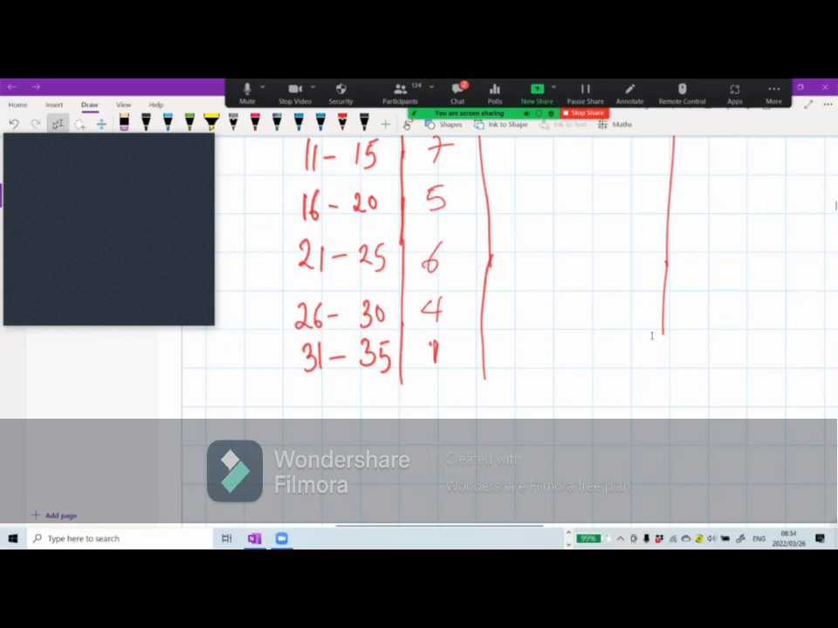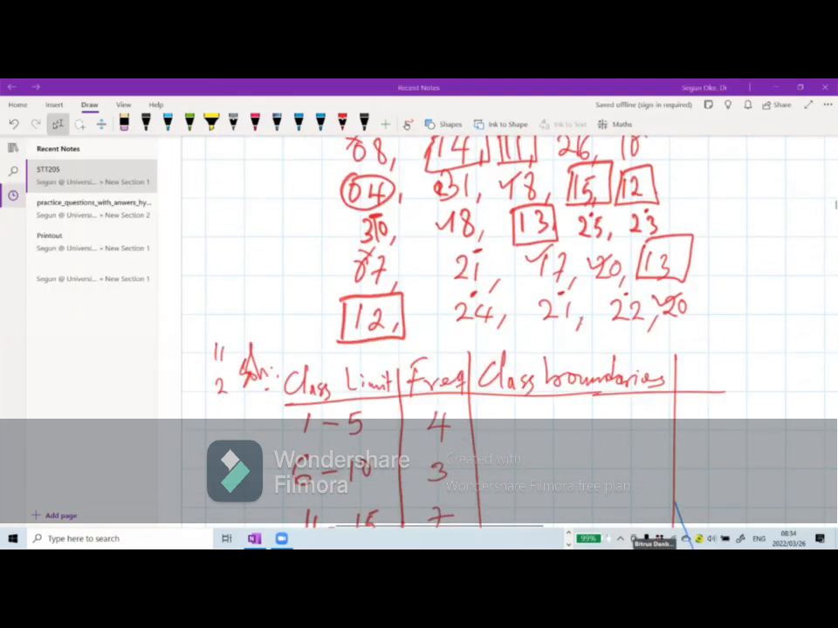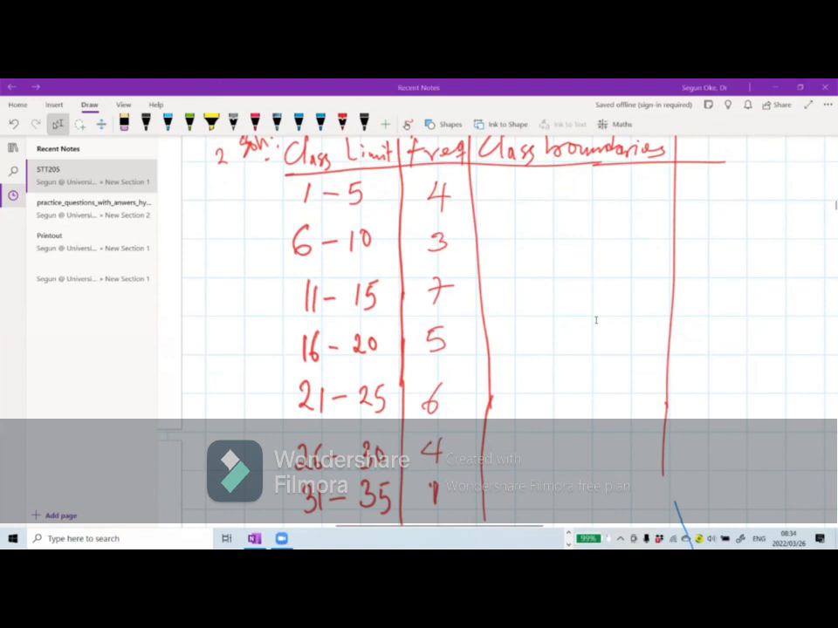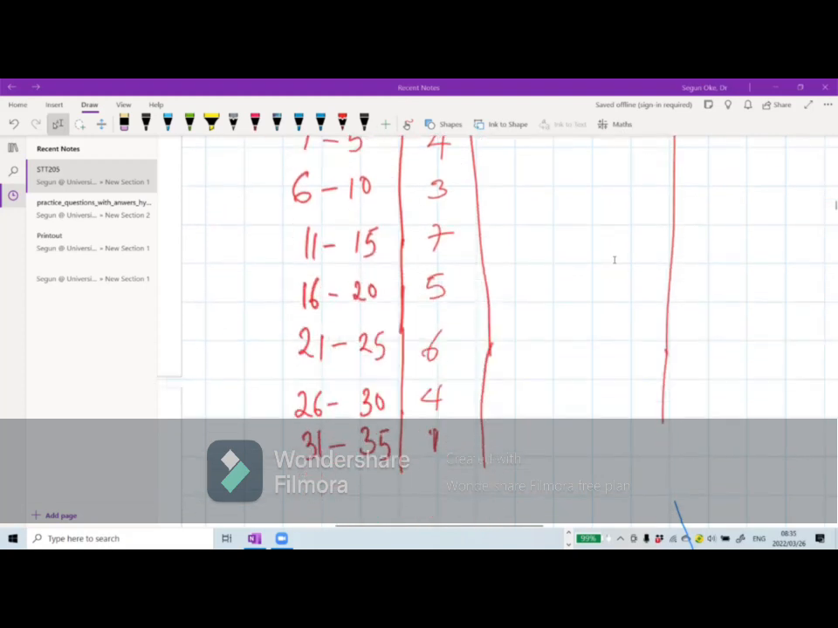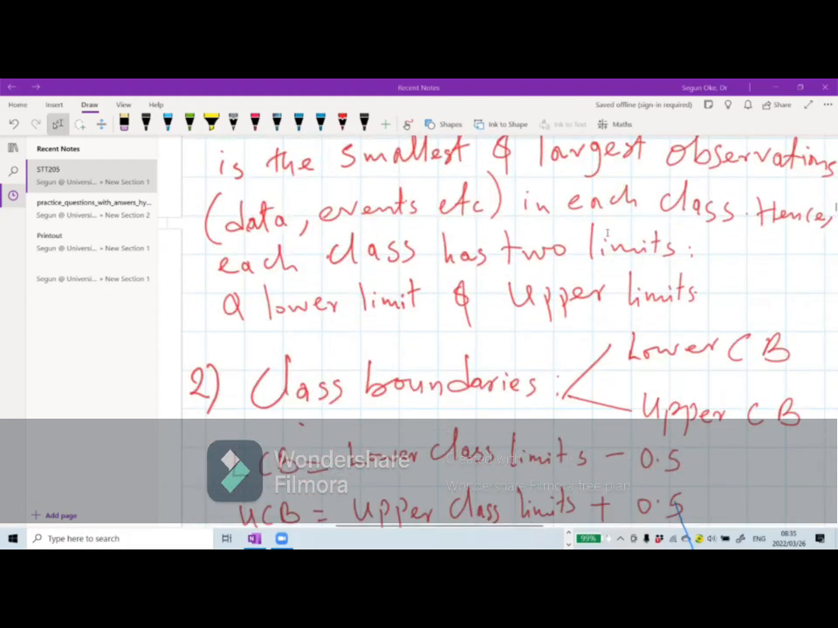Okay, now for class boundary, who can tell us the first one will be what? Lower class limit. The formula says lower class limit minus 0.5.